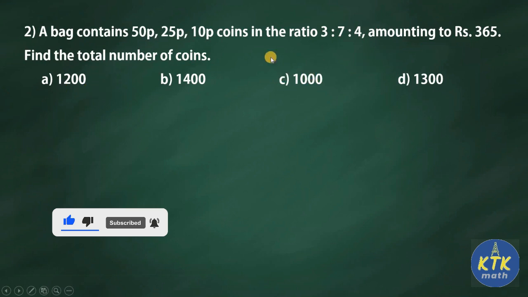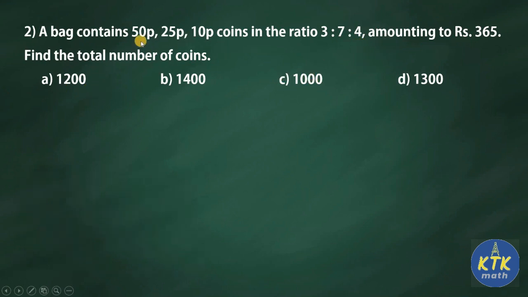A bag contains 50 paise coins, 25 paise coins and 10 paise coins. They are in the ratio 3:7:4. The total amount of that bag is 365 rupees. Now the question is totally how many coins are there. I am going to assume the coins as x now. So remember, 50 paise is nothing but 3 part. Ratio is nothing but part. Again 25 paise is 7 part, 10 paise is 4 part.